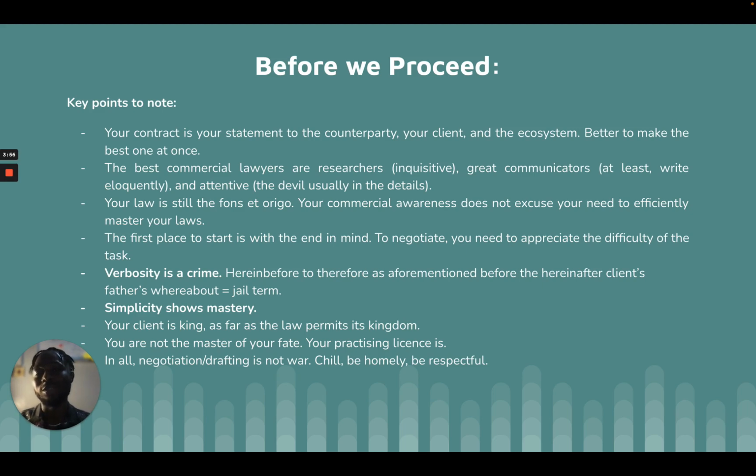Any lawyer that still drafts in a very verbose manner should be arrested and jailed. Obviously, I'm joking, but you can draft in a very simple, plain, but still elegant manner. You don't want to be too basic, but you also don't want to be too complex. You want your client to be able to go through your contract and be able to read it.